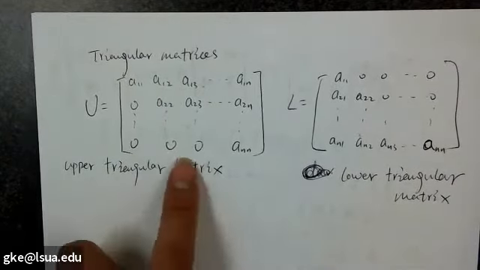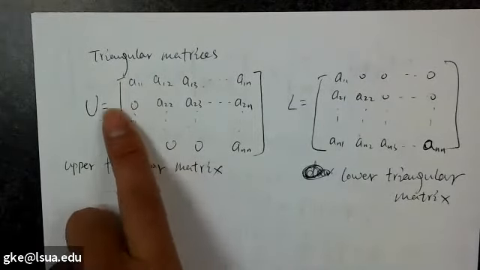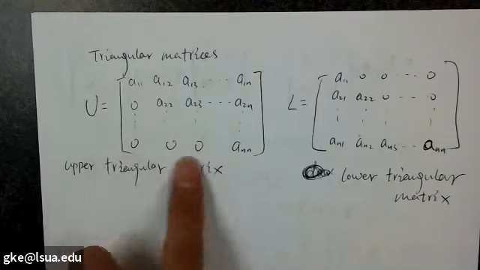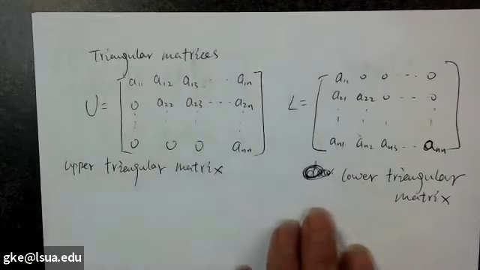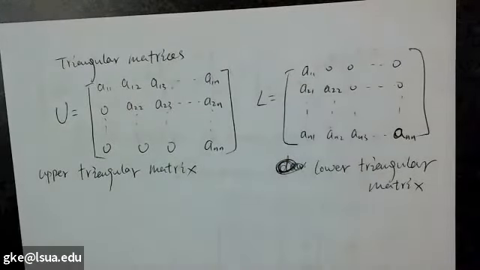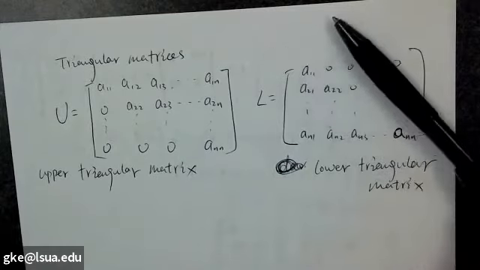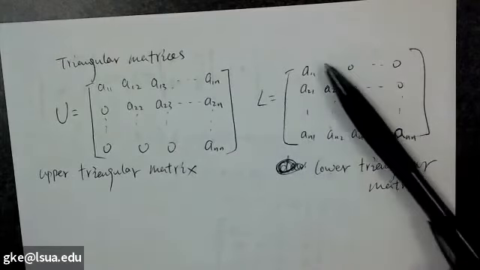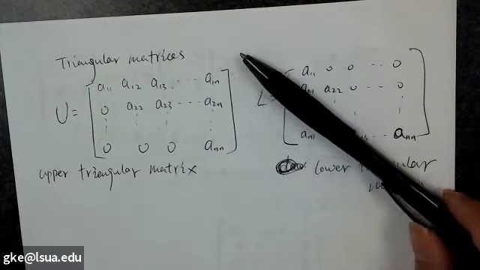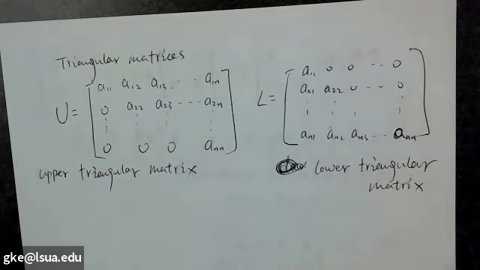For the upper triangular matrix, we use U, and as you can see, below the diagonal, they are all zeros. So we call it the upper triangular matrix. For the second one, we can see above the diagonal element, all the entries are zeros, okay? So we call this guy the lower triangular matrix, okay? So that's the definition.